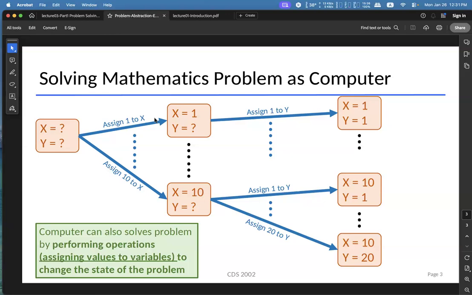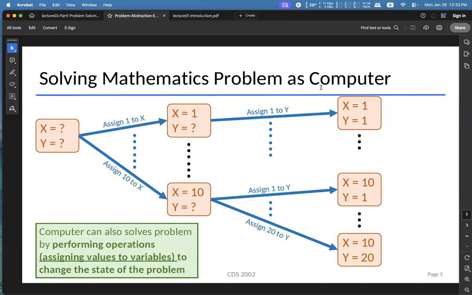As you can see here, we start off with a state where the X value and the Y value are unknown. When we assign 1 to X, it transitions to this state where X is assigned to 1 and Y is assigned to nothing. Then we assign 1 to Y, and we generate a state where X equals 1 and Y equals 1. This can be a potential solution.